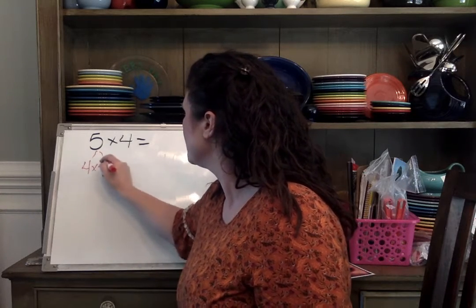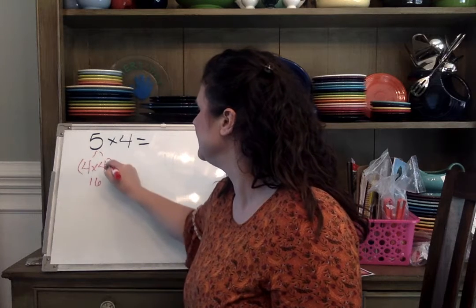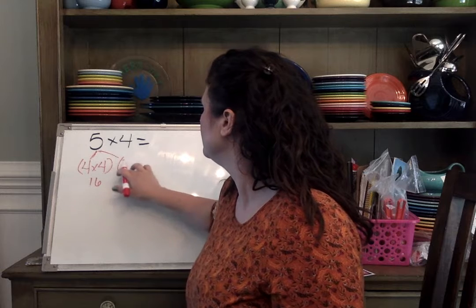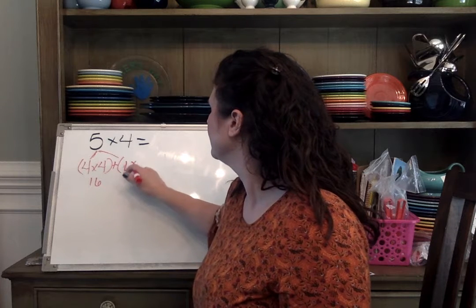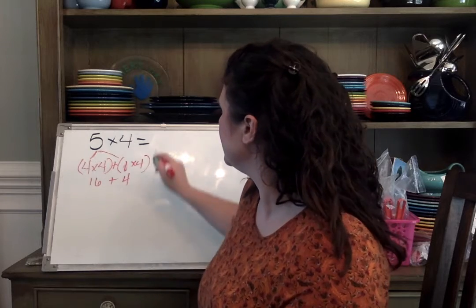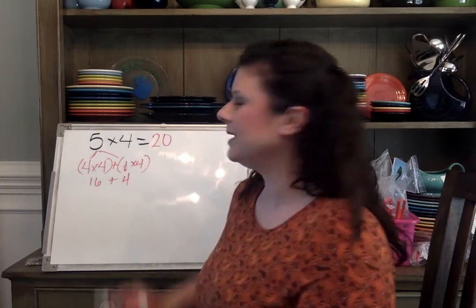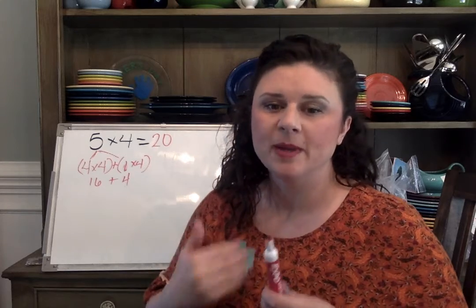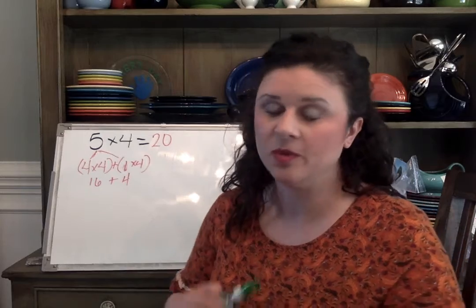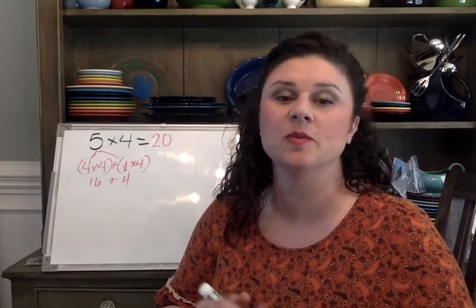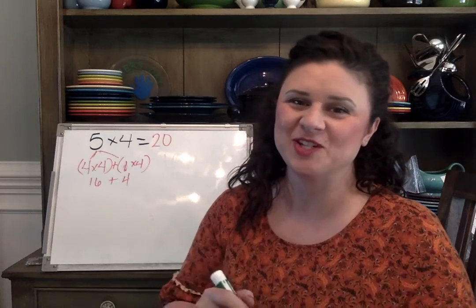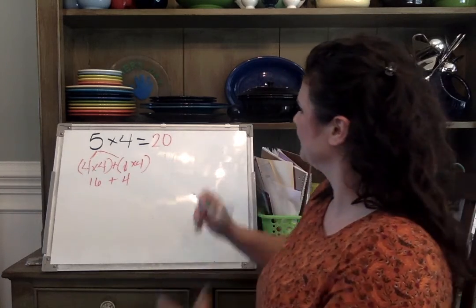4 times 4, I know that one, it's 16. If I divided this into a 4 and a 1, 1 times 4 is 4, 16 and 4 make 20. Now for me, this would not have been the most efficient strategy. However, we are working with using 5 times, so that was the strategy I was pushing you to today. For me, though, the most efficient strategy would have been this.